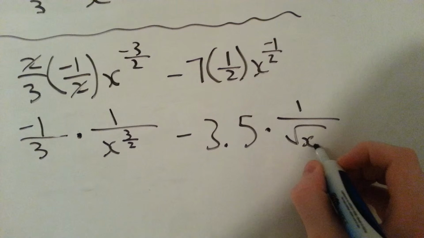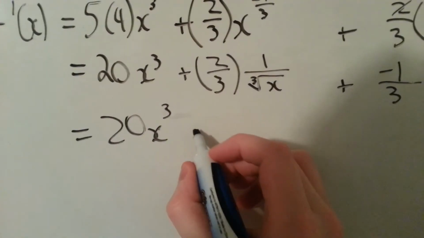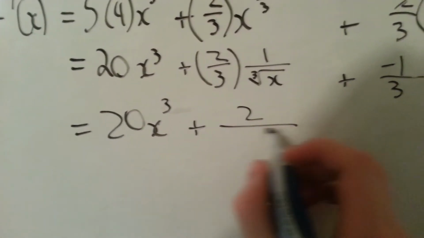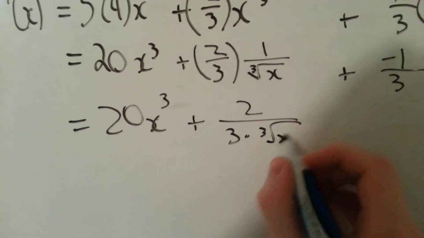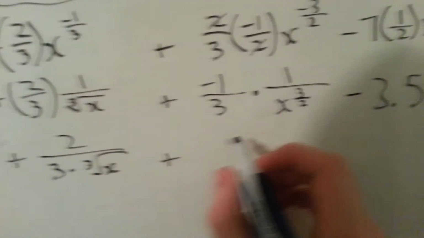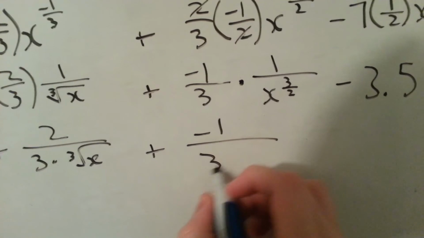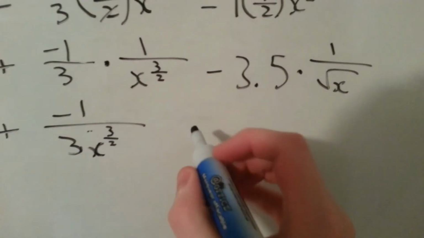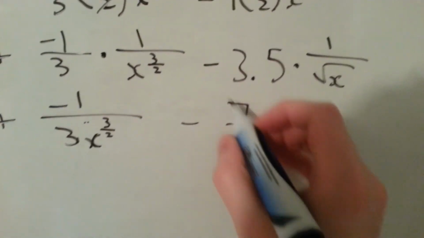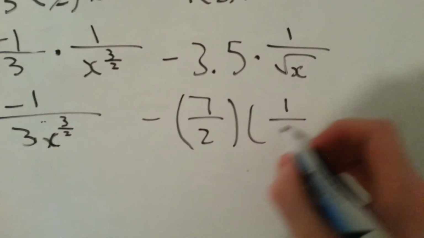We are rewriting the equation back in radical form where appropriate because we're coming to our final solution and we don't need to keep fraction exponents anymore to use the power rule. So 2/3 times 1 over the cube root of x can be rewritten as 2 over 3 times the cube root of x, and that term is now done. Negative 1/3 times 1 over x to the exponent 3/2 is negative 1 over 3 times x to the exponent 3/2. And then the last term's coefficient can be rewritten as 7 over 2 instead of 3.5, like it probably should be.